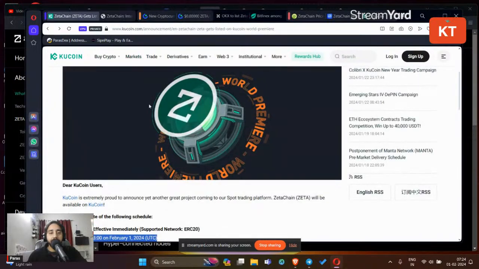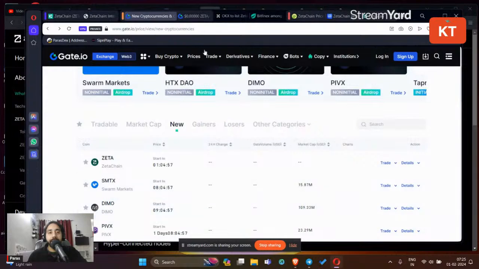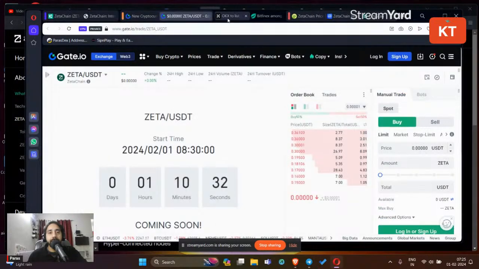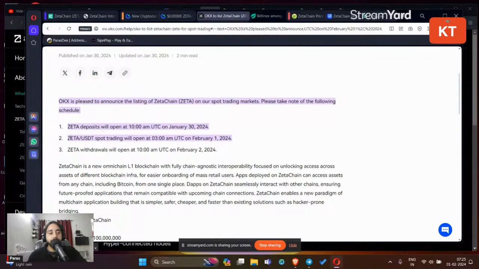So KuCoin is listing it. Then we have this is the website. We have Gate that is listing it. This is Gate. Then we have OKX, which is also listing it. At the same time, you can see the time. Zeta USDT spot trading will open at 3 a.m. UTC on Feb 1, 2024.